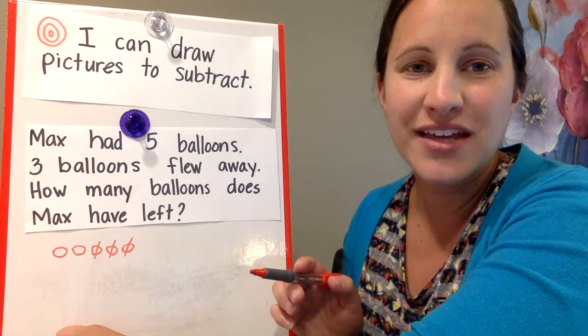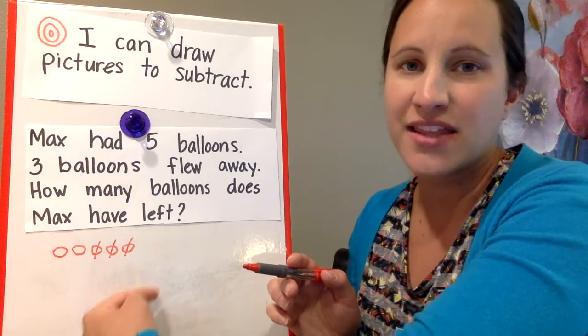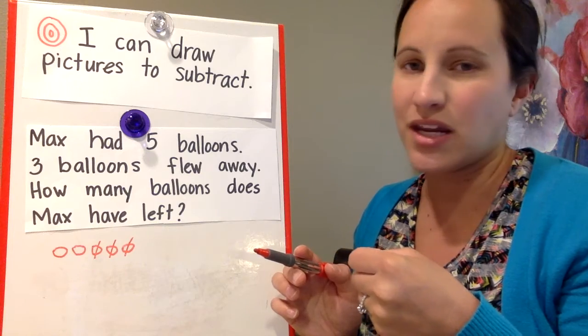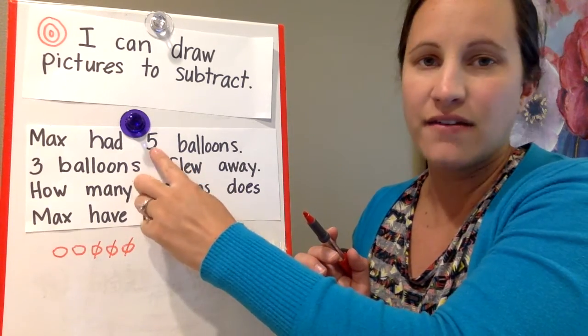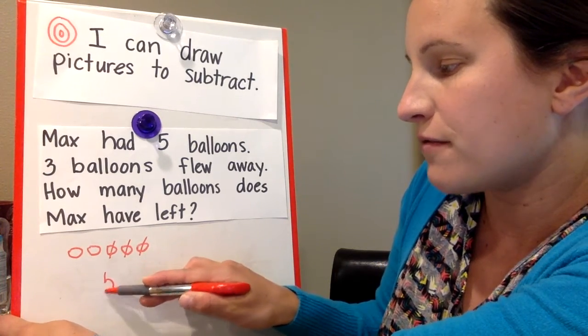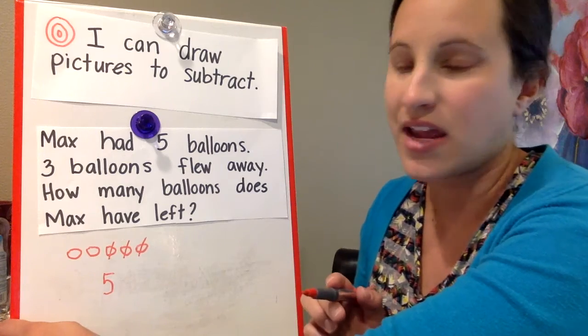Now we can even put that into an equation. We start with how many Max had at the very beginning. He was holding on to how many? At the beginning he had 5. So we start with that number, 5. And here comes our equation and our sign.